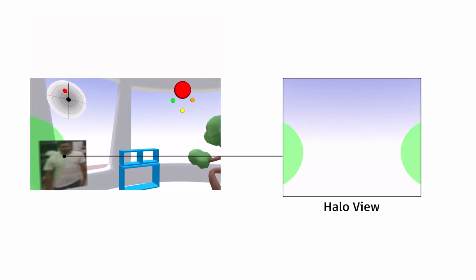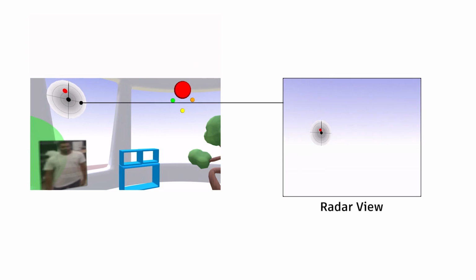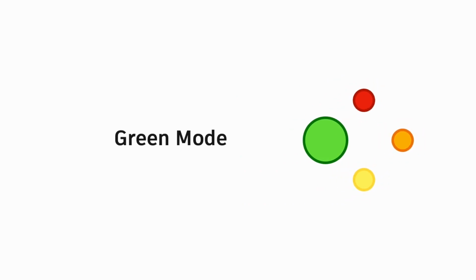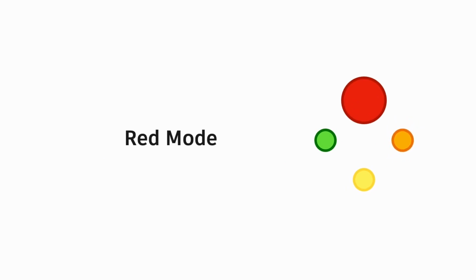A green halo shows the presence and rough location of a bystander. The radar view shows bystanders' locations in relation to the VR user in real time. And a live view, which shows a video of the surrounding area at the position a bystander is being detected. The VR user can set the desired level of privacy using 4 different modes. The modes are green, the least privacy sensitive one, yellow, orange, and with red being the most privacy sensitive.